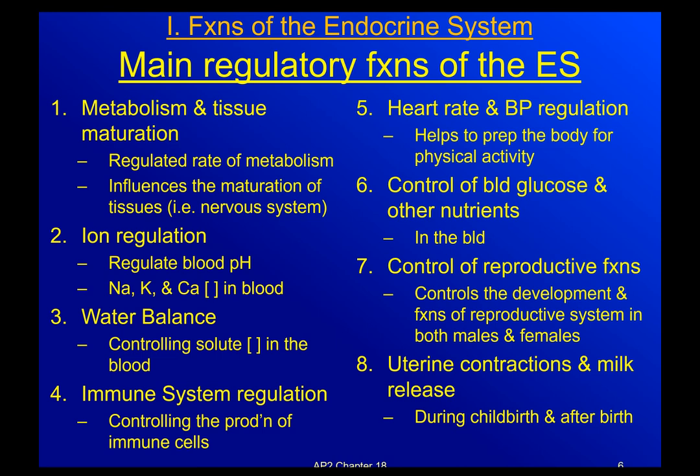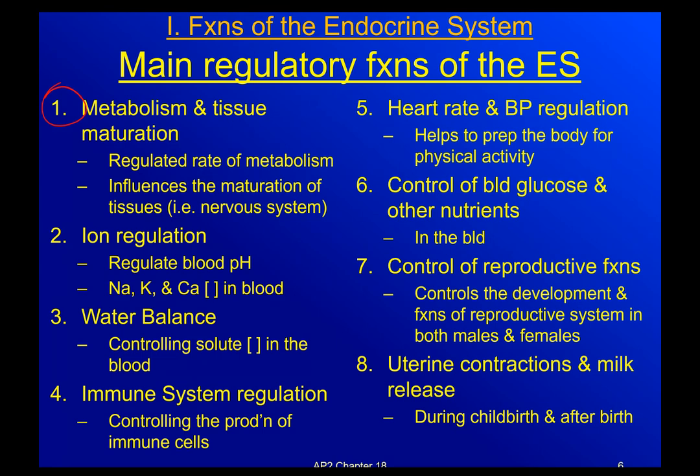Just as an example for metabolism and tissue maturation, thyroid hormone actually influences how fast your metabolism is. When you have an abundance of it, your metabolism is actually fairly fast. When you don't, your metabolism slows down. It also influences the maturation of tissues.